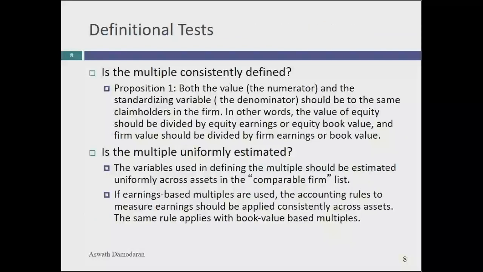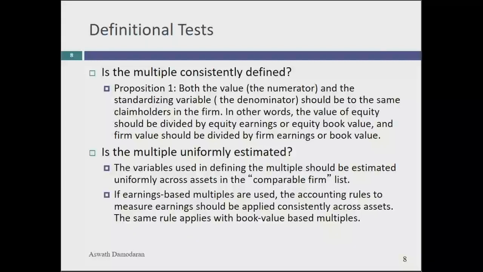When I look at a multiple, there are 2 questions to ask. Is this multiple consistently defined? Is it uniformly estimated? Let me take the first question. Is it consistently defined? Remember I showed you the picture of a multiple. There's a numerator and a denominator. Here's the simple consistency rule. If your numerator is an equity value, your denominator has to be an equity value as well. If your numerator is a firm or an enterprise value, your denominator has to be a firm or an enterprise value as well. You're saying, what the hell are you talking about? Let me throw a couple of multiples at you, and you tell me whether they're consistently defined.